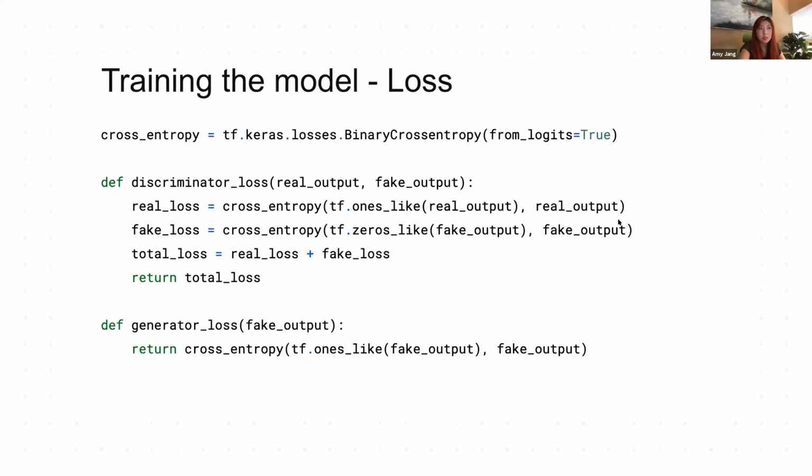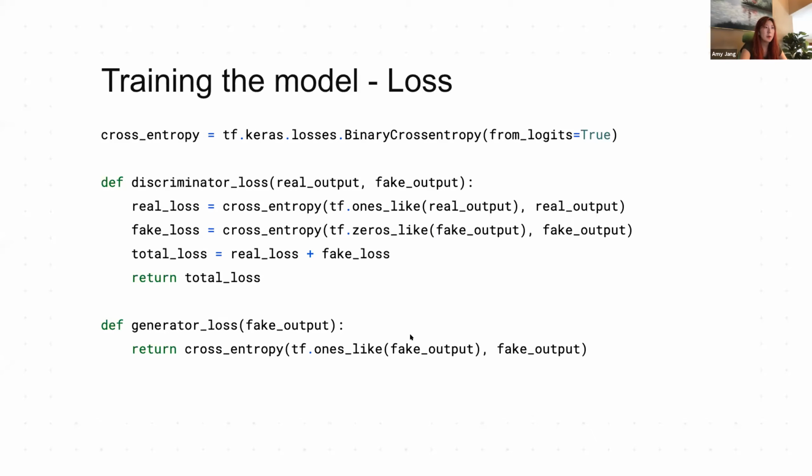Fake loss is the opposite. Fake output is the output of the discriminator on the generated images, and we want this to be 0, right? Because they're generated images, they should be 0. So we compare that to a tensor of all zeros, and that is our fake loss. We add those 2 to get our total loss, and then it returns our total loss here.